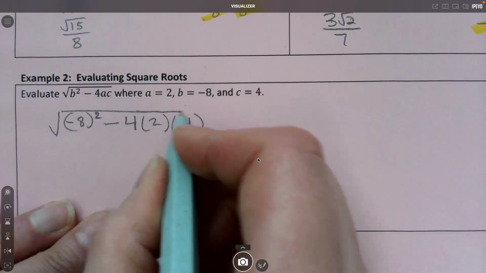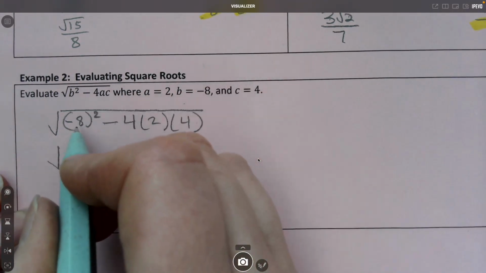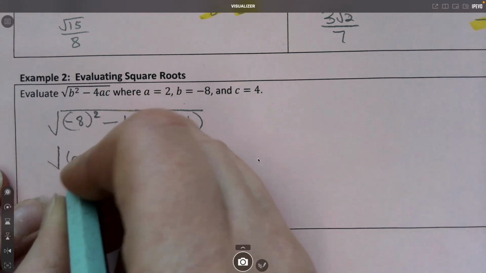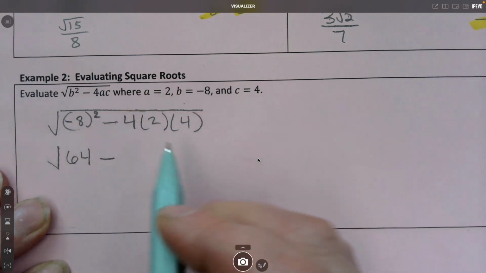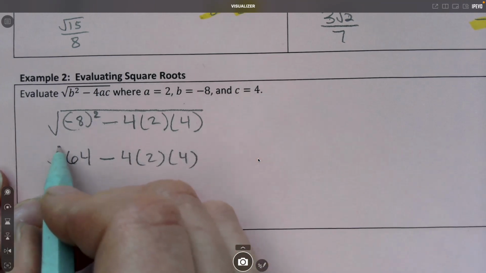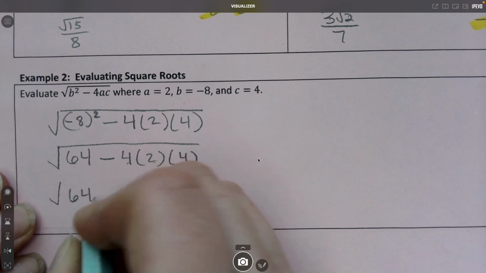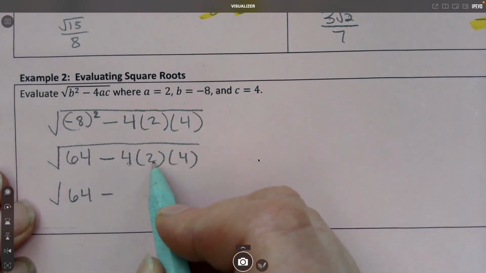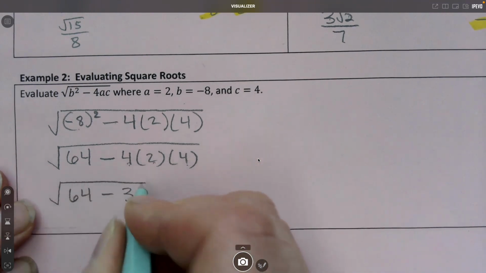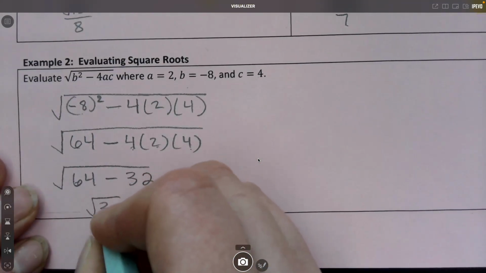So I need to extend my square root a little bit. So let's see, square root of negative 8 squared means negative 8 times negative 8. That's going to make a positive 64 minus, and then my next step is going to be doing all of that multiplying over here, right? 4 times 2 times 4. So 4 times 2 is 8 times 4 is 32. And 64 minus 32 would just be the square root of 32.